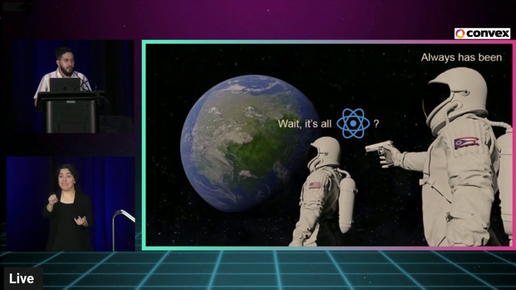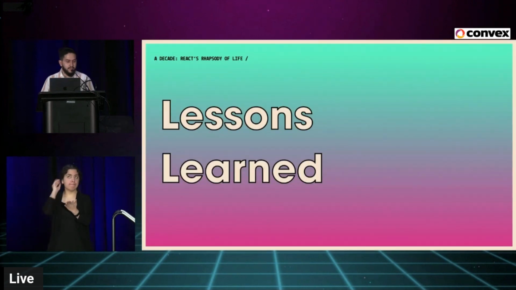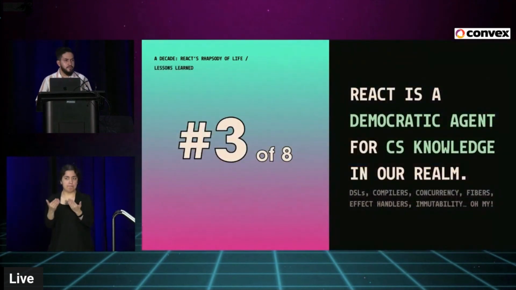There are a few other lessons learned I think we can talk about that I didn't manage to fit in other sessions, so let's cover them. I think that all of these things we briefly covered today show that React kind of acts as an agent that makes popular certain kinds of CS knowledge for us front-enders. So things like DSLs, compilers, concurrency, fibers, effect handlers, immutability, and a lot of other concepts that we probably saw during our degrees, and we would never work with them. Because of React, we surfaced them. And I think that's really great.